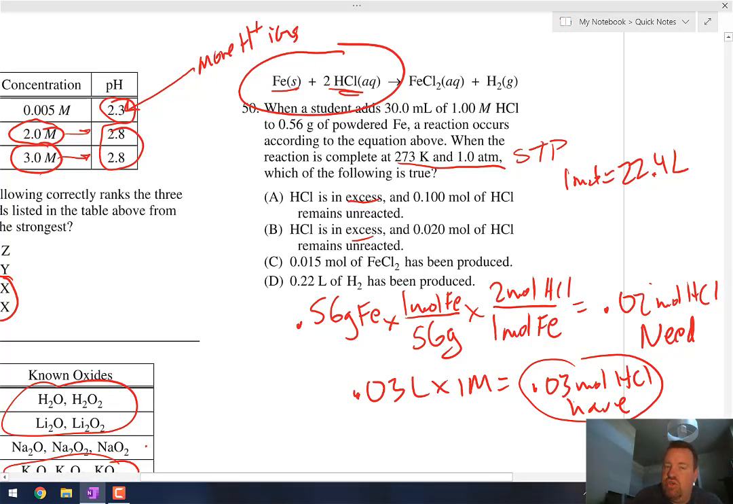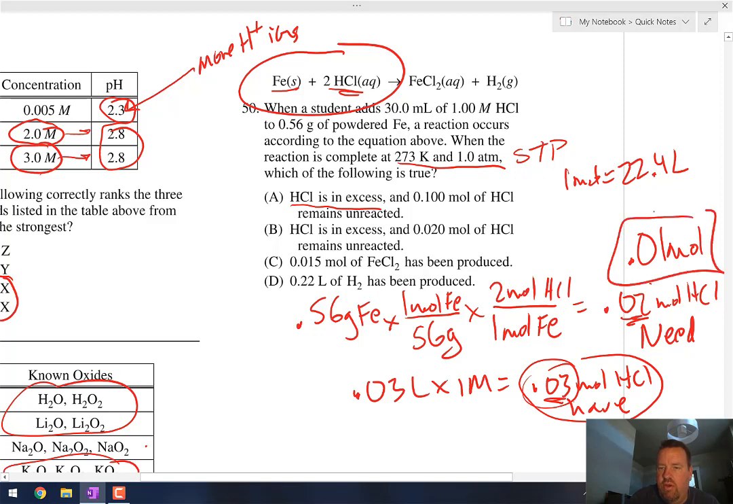Okay, now, just because that's true doesn't mean that A and B have to be right. So A and B are correct, HCl is in excess. Now, how much is going to be left over? Well, you need 0.02, but you have 0.03. So how much HCl is left over would be 0.01 moles left over. So notice in A it says 0.1 moles, not 0.01 moles. This is a tricky question. Okay, so A is not correct.